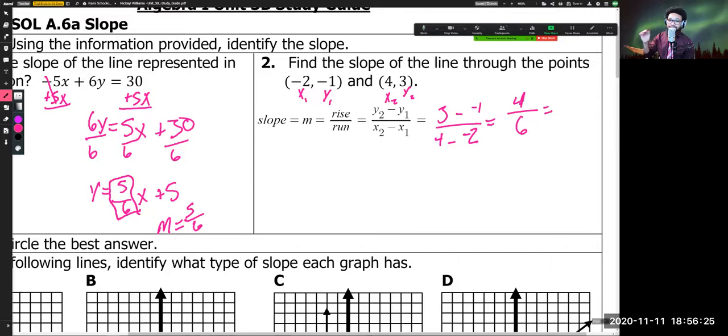And we're not going to stop here. First, we got to simplify this. We always want to simplify our slopes. Now that we have 4 over 6, that's going to simplify to 2 over 3. So our final answer is slope is equal to 2 over 3, okay? That's the slope of the line passing through those points.